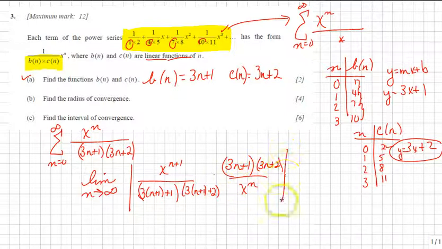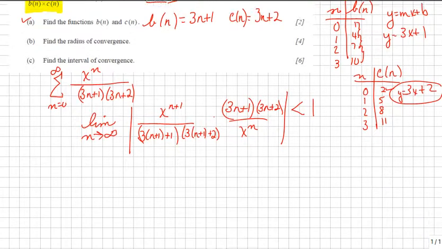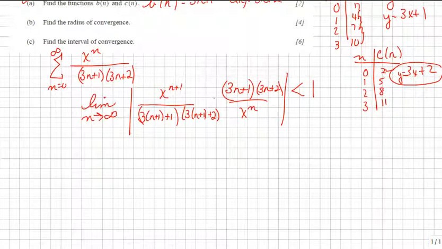Now the ratio test says that the series will converge when that ratio is less than 1. So all we have to do is clean this up and figure out what values of x are going to make that less than 1. So let's clean up this mess.